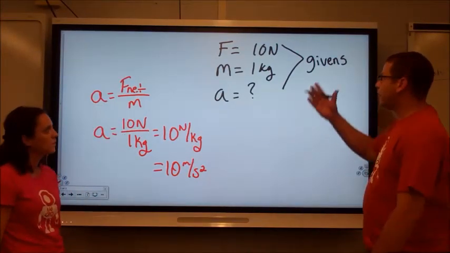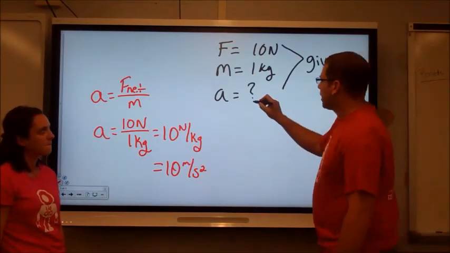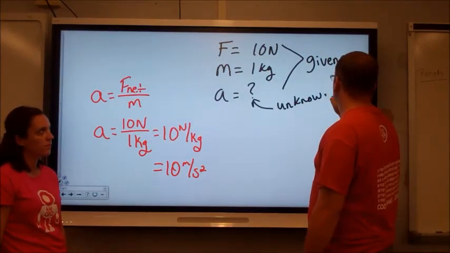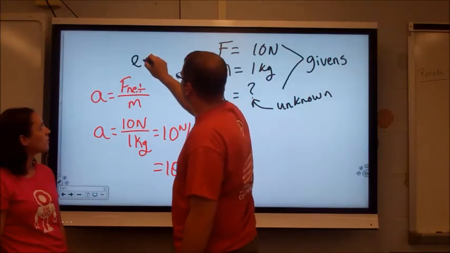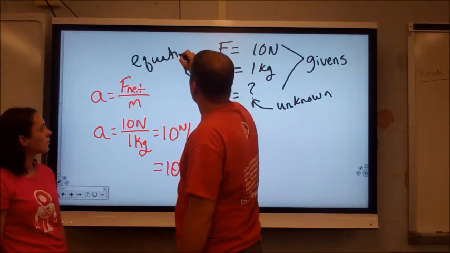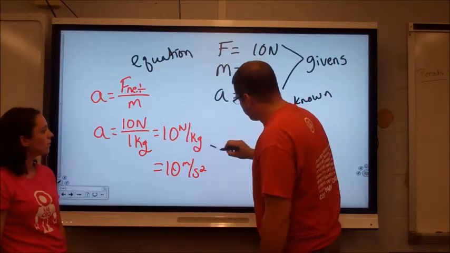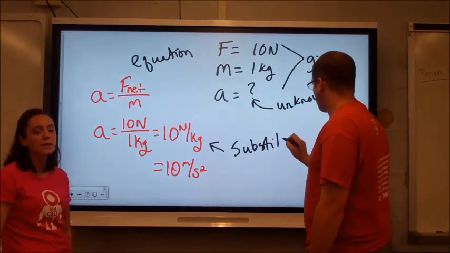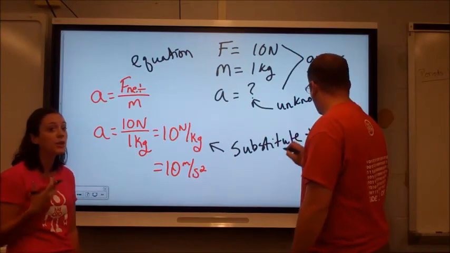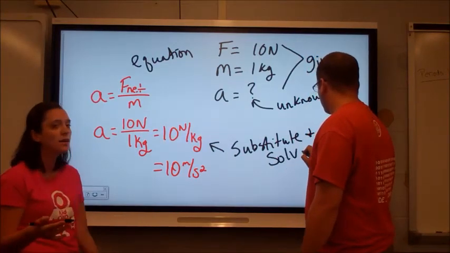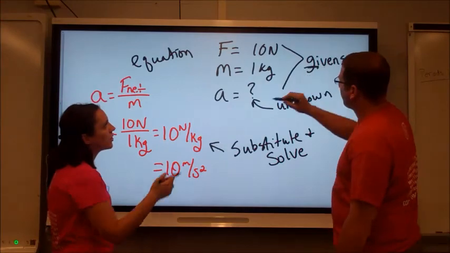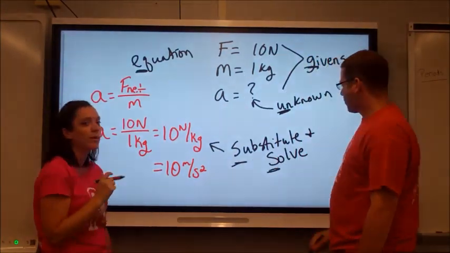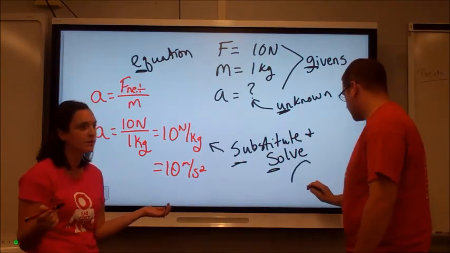Good. So here I've got all my given information written down. I've got my unknown. That's the thing that we're looking for. And here we have written the equation. And then over here, we've substituted and solved. So this is a method that we are going to continually practice this entire year, called the GUESS method. So we have givens, unknown, equation, substitute, solve, G-U-E-S-S, you gotta guess.